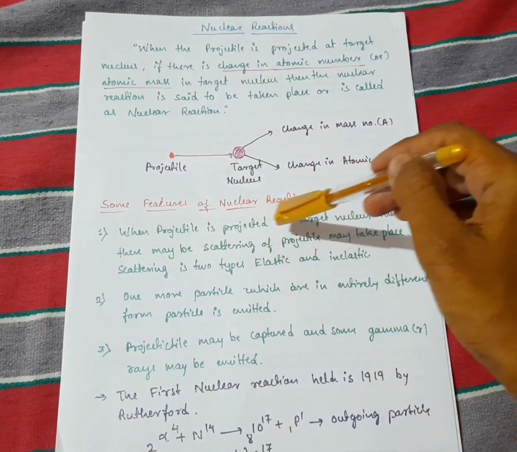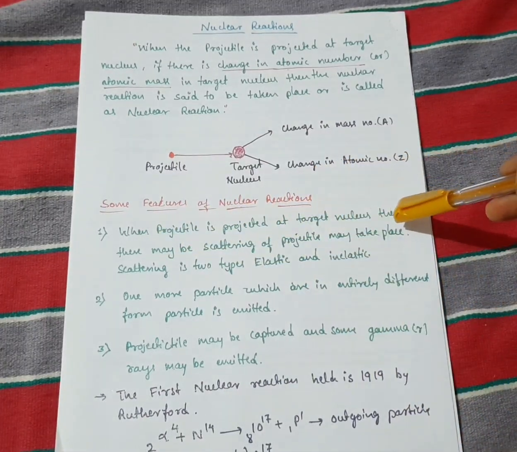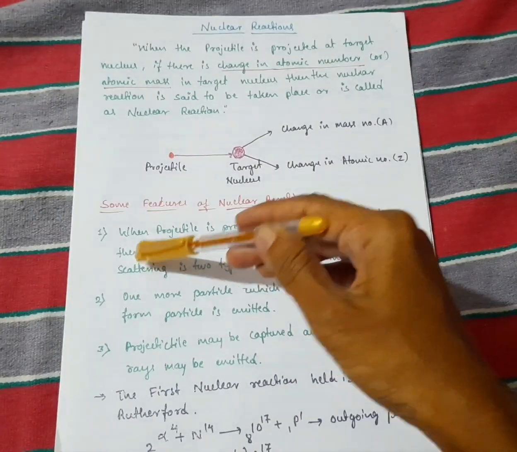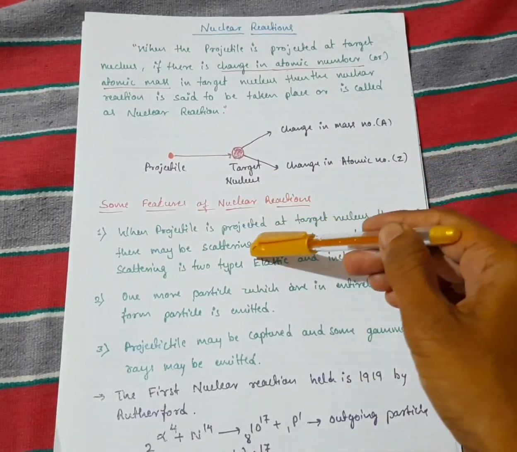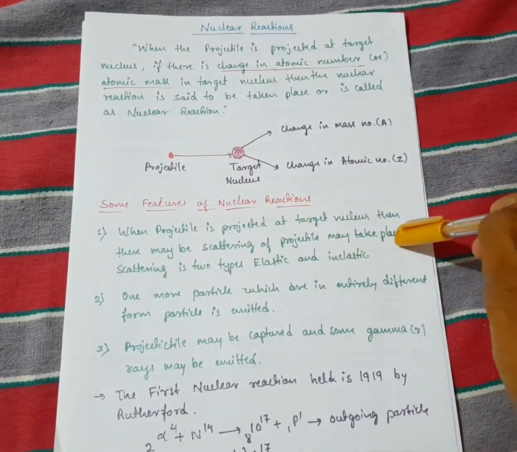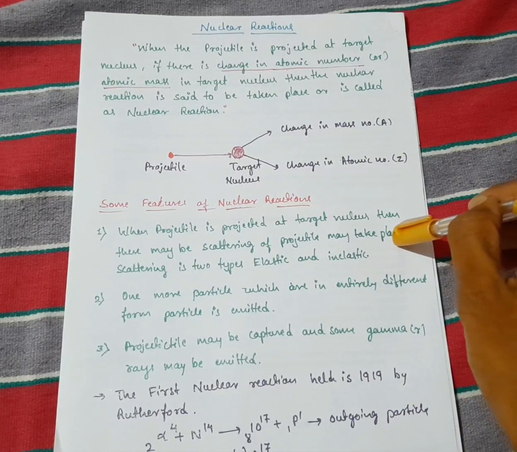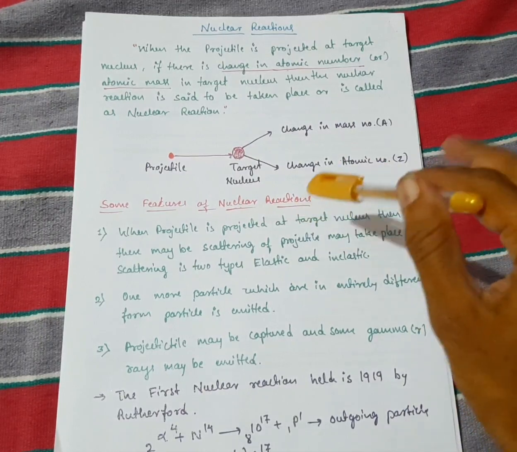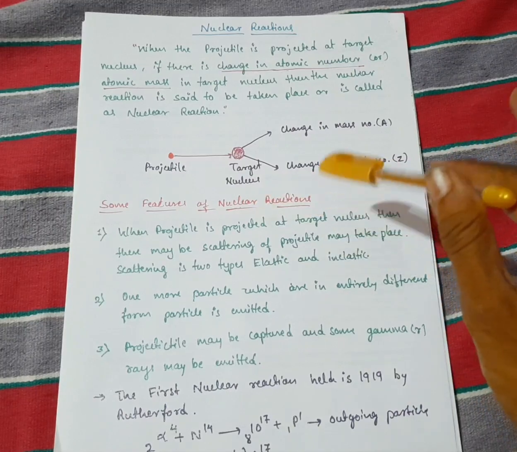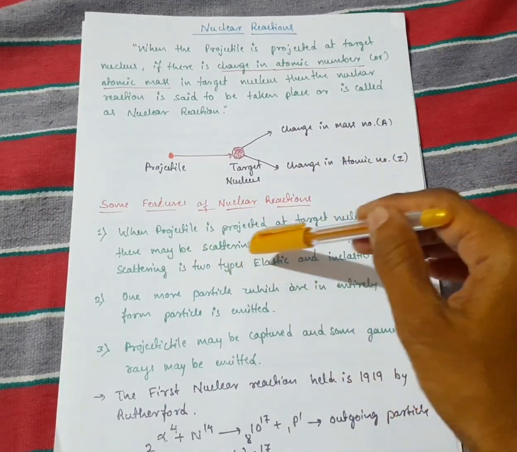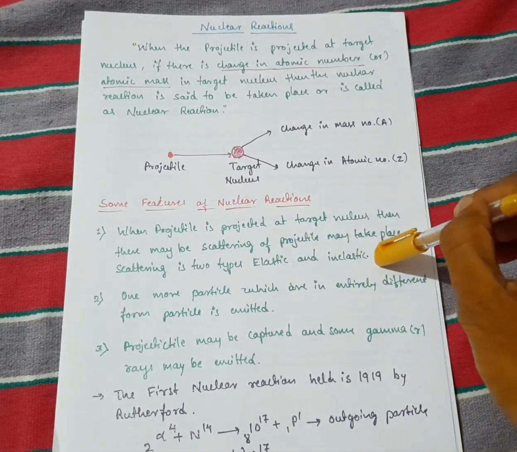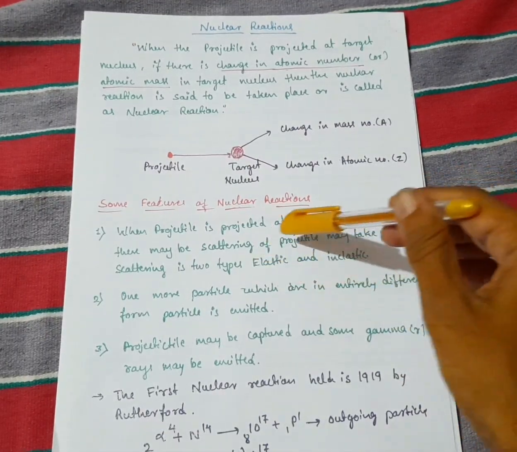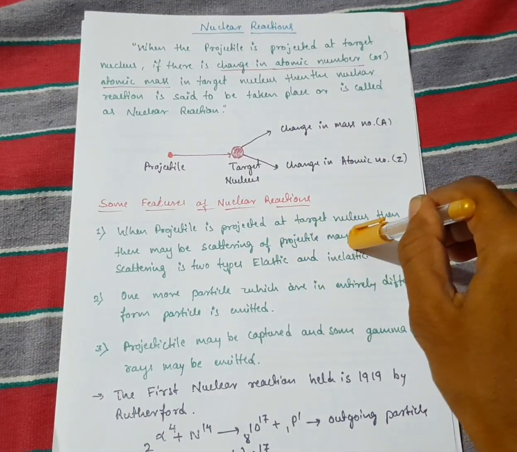When a projectile is projected at a target nucleus, scattering of the projectile may take place. As we know, when two particles interact, scattering may take place. So scattering is of two types, elastic or inelastic. So this is the first condition.